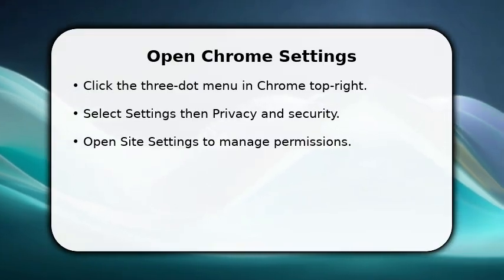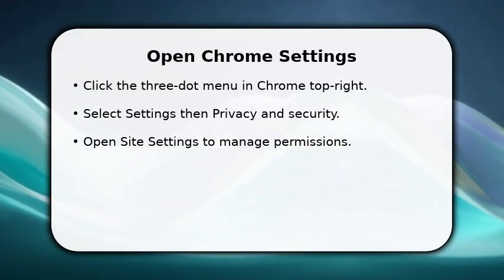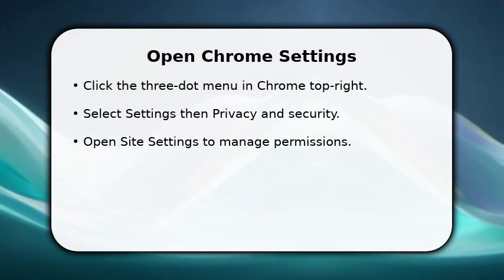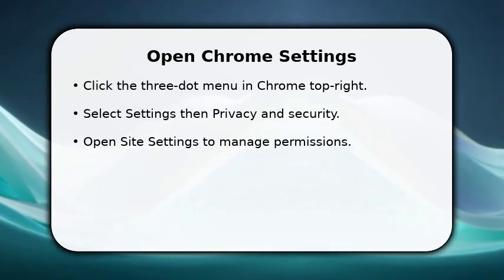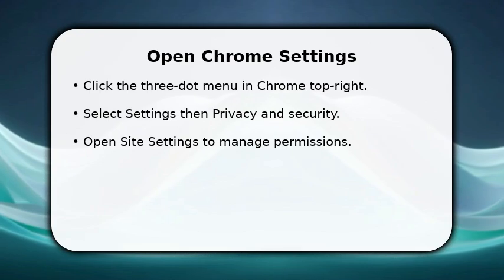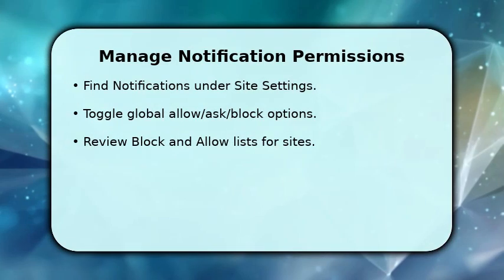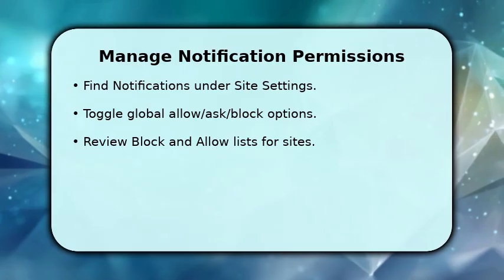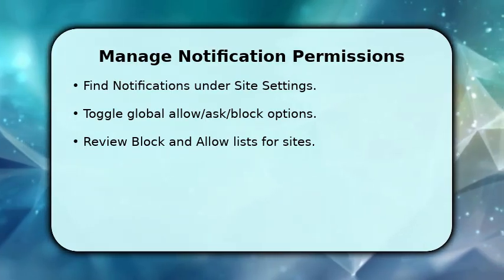You're doing this to control which sites can ping you, improve focus, and reduce data use from background alerts. Proceed now to identifying the notification controls for specific sites. You'll now find notifications within Site Settings. Open it to view global controls and site lists.